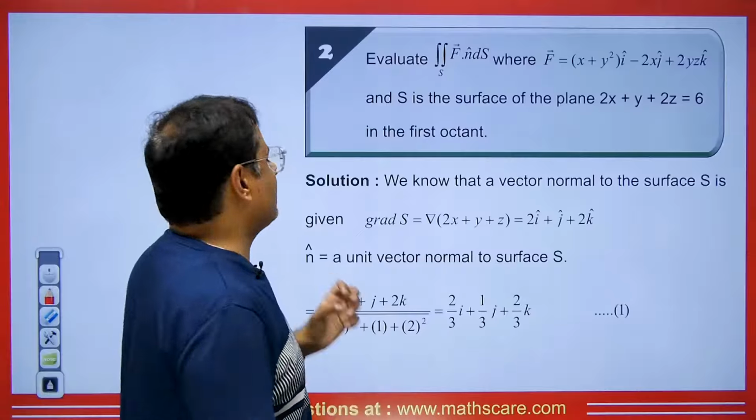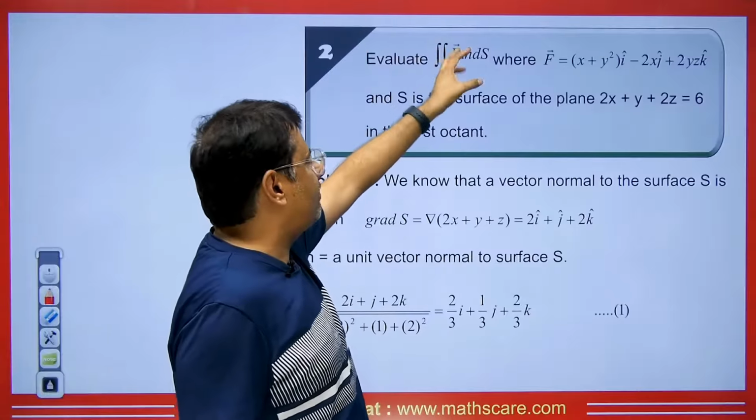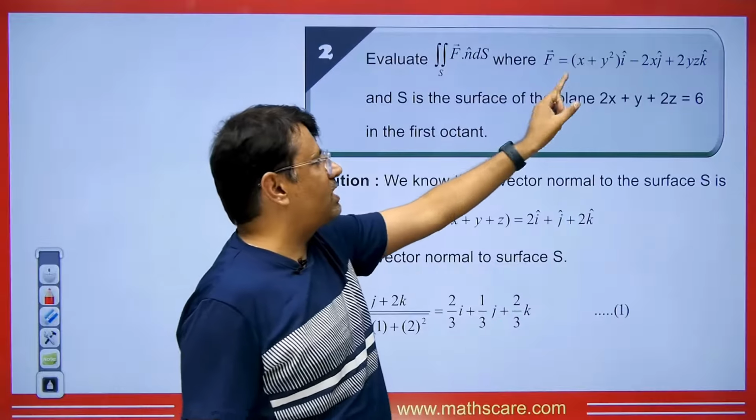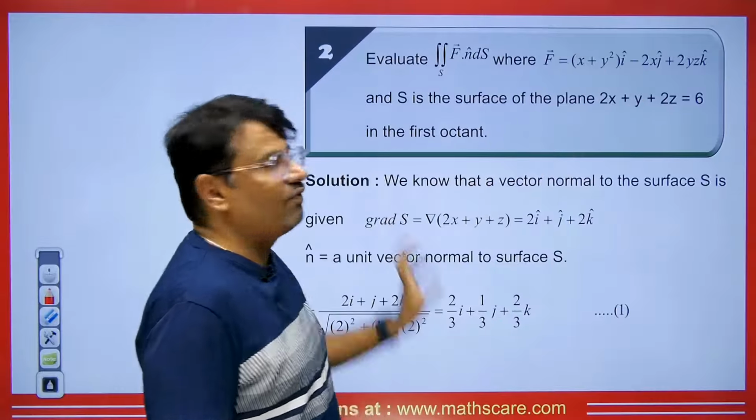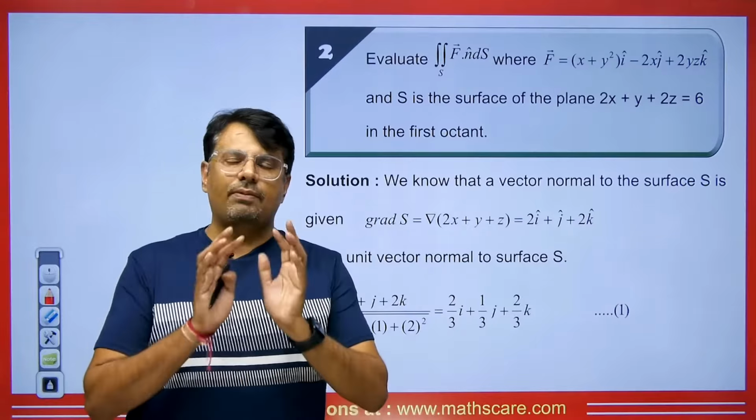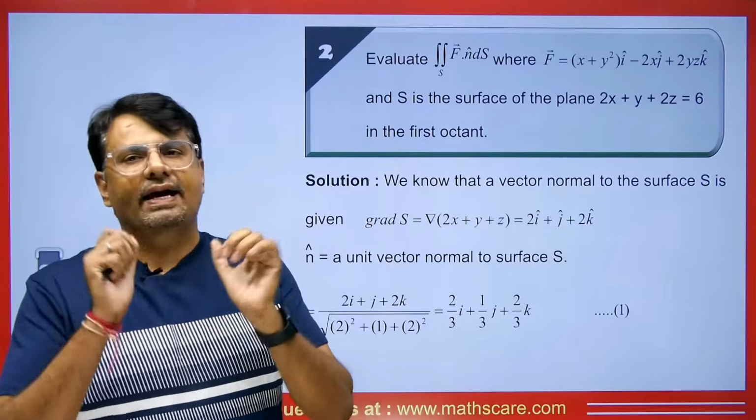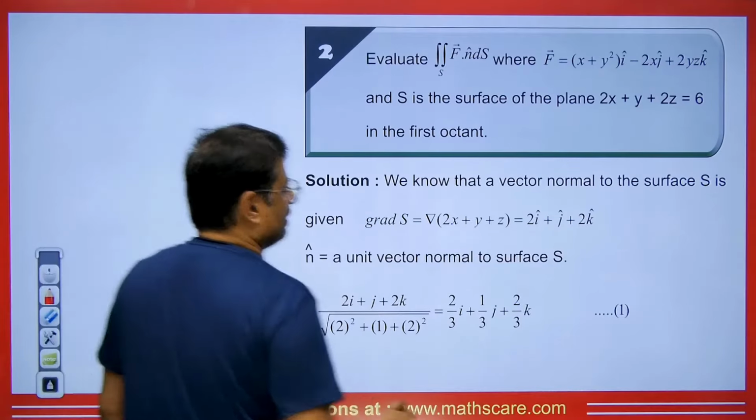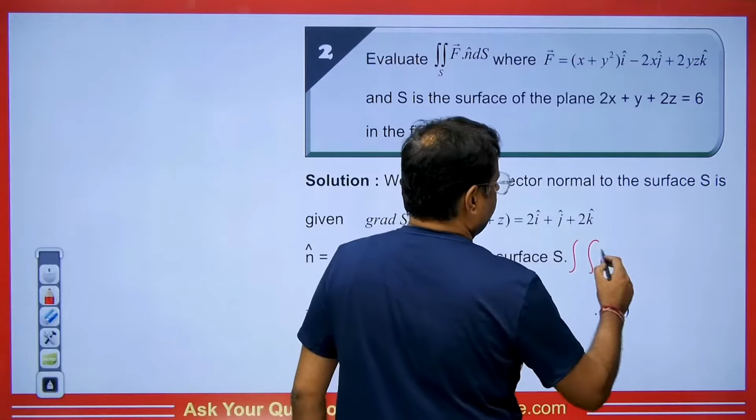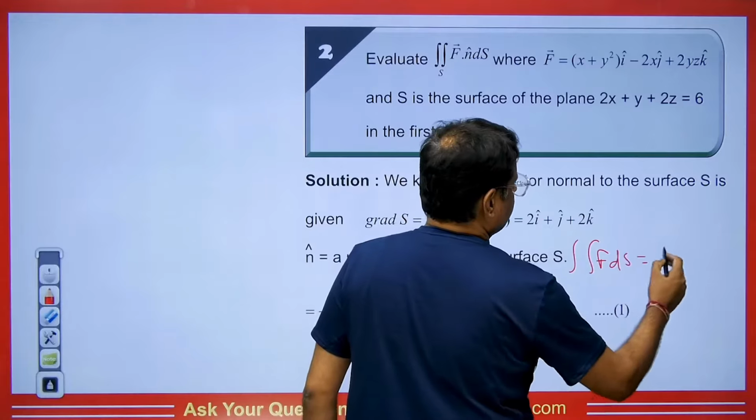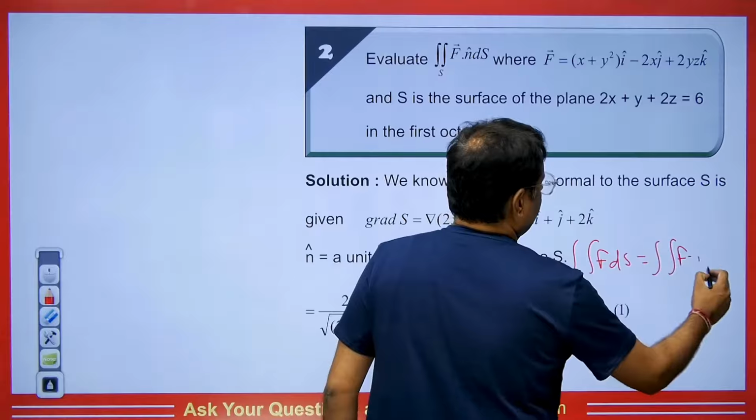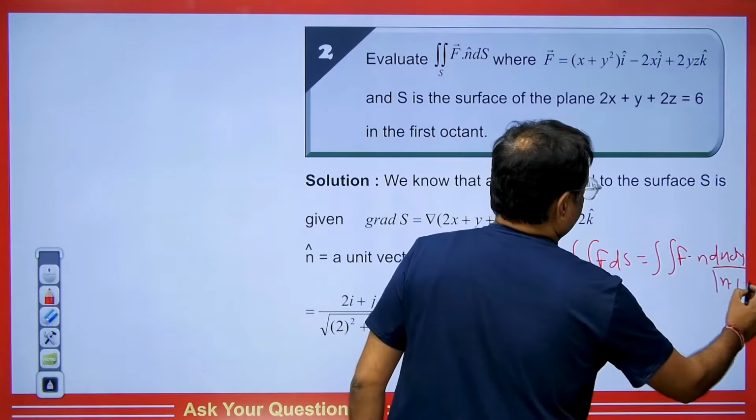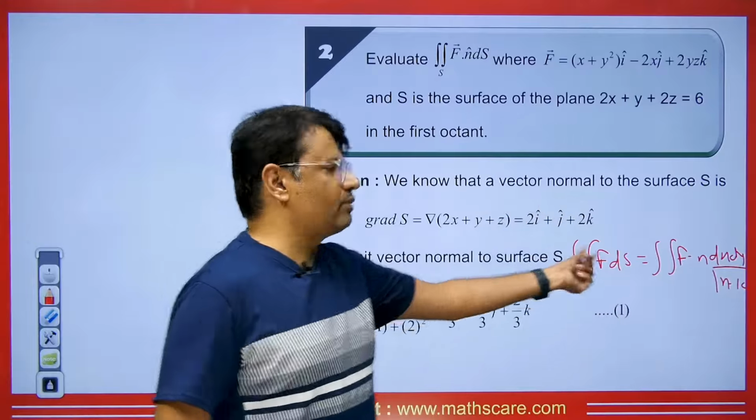The next question is asking to find the value of the double integration of F dot n dS, where F is given, and the surface is 2x plus y plus 2z equals 6 in the first octant. So students, in this question, nothing else is given. So here we will take the xy plane, and the biggest problem that students face in the xy plane is how to calculate dS. So I'll explain it to you. When you calculate the value of F dot n dS, write it like this: F dot n, and write dS as dx dy divided by n dot k, because here we are taking the xy plane.